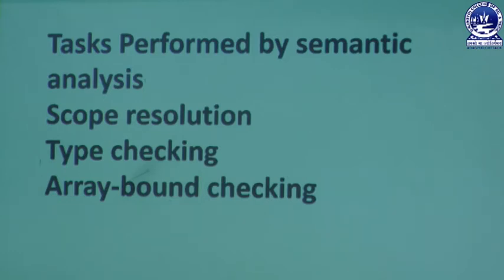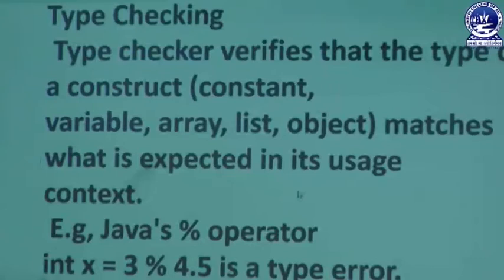Another thing is that when calculating an expression, whether two different data types, or different variables, are compatible with each other or not, is also under this category of type checking. Then the next one is array bound checking. Here we will discuss type checking and array bound checking.